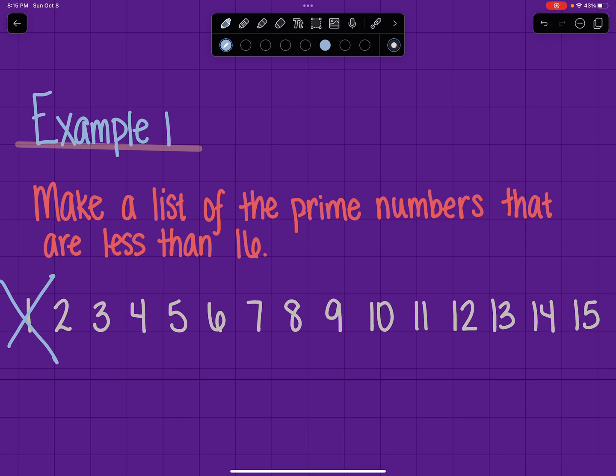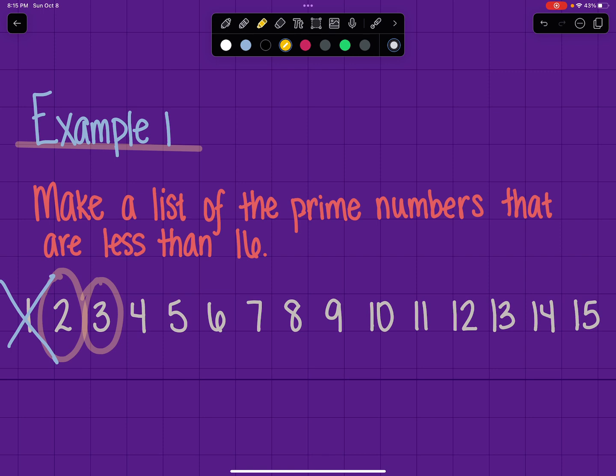The next number, let's look at the next number, number 2. That has only 2 divisors, 2 factors, 2 things that you can multiply to get the number 2: the number 1 and itself. So 2 is a prime number. Let's circle that. Sweet. 3 is also a prime number. You can divide it by 1 and itself.